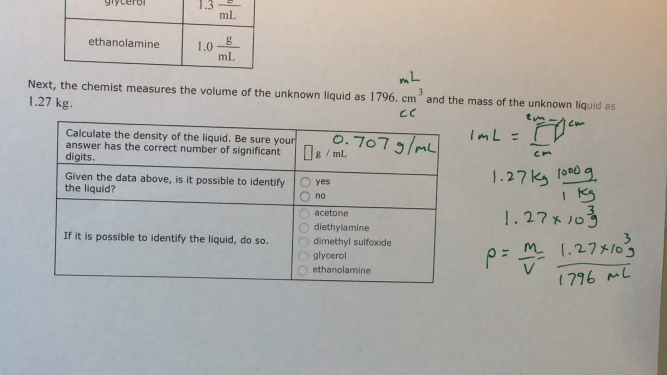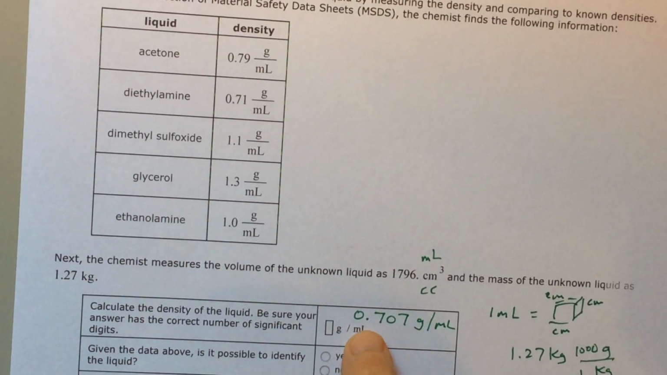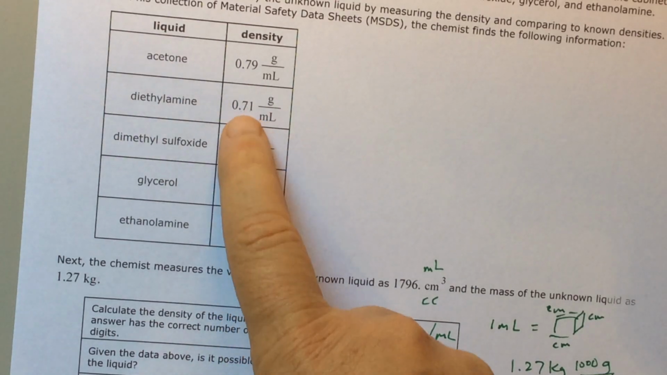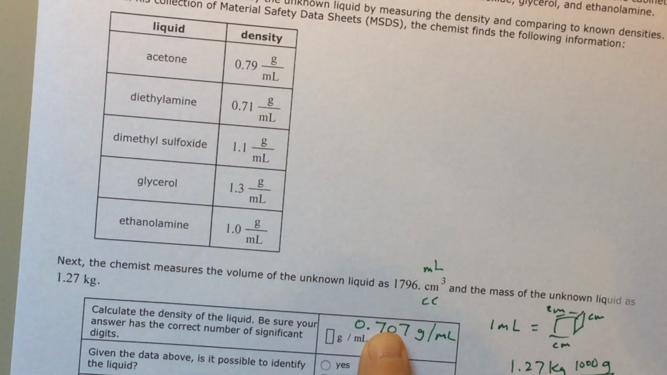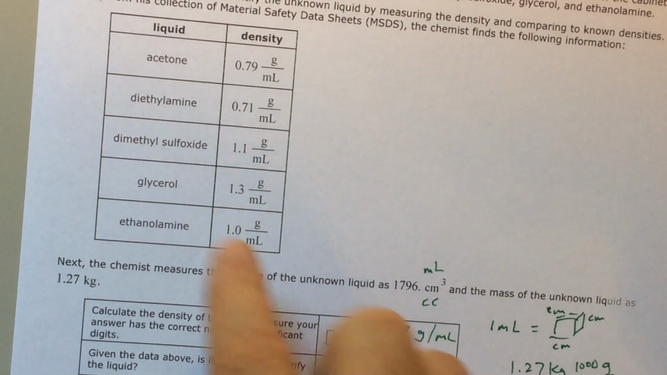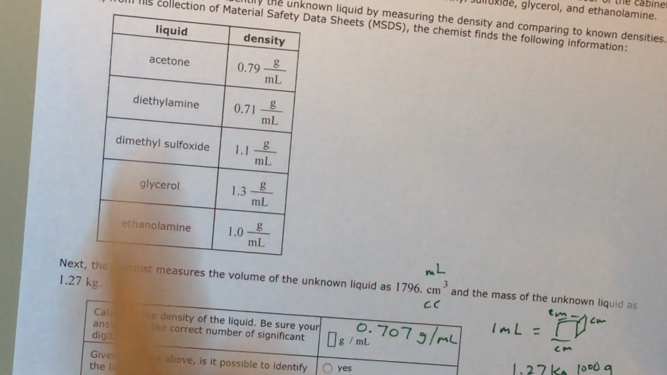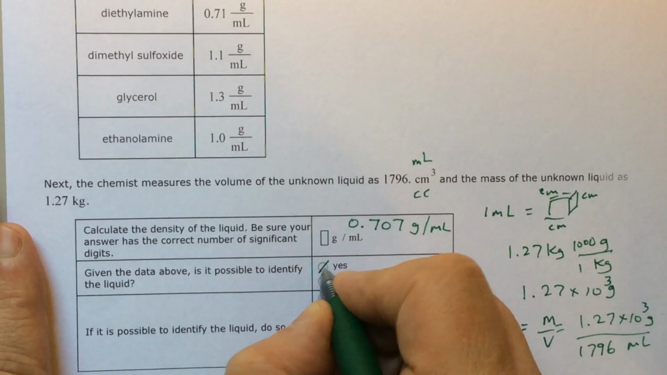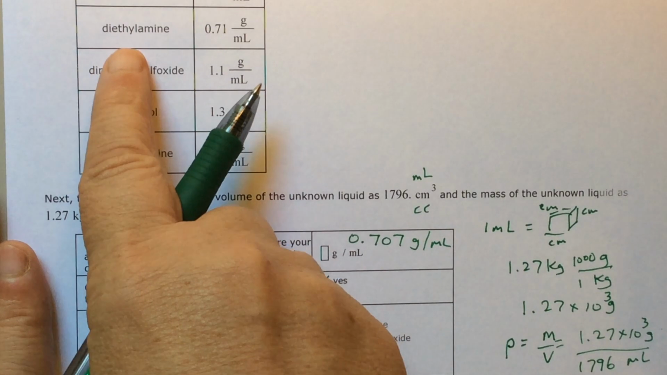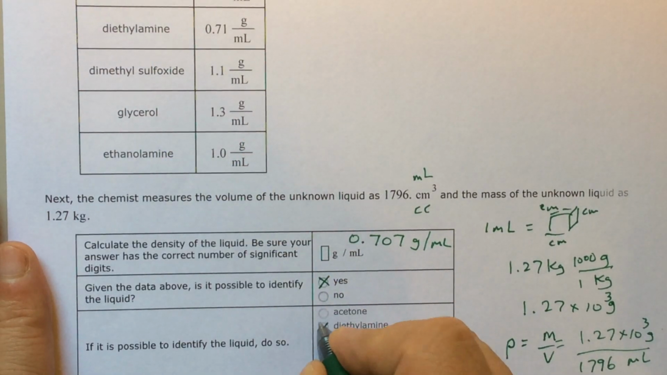Given the data above, is it possible to identify the liquid? All right, so I go back here. So this is less than 1. It's 0.7. Okay, and does this round? Because here, this looks like this is all in 2 significant digits. Can I put this in 2 significant digits? Yeah, I would go to the 2. That's the 0. Go 1 past. It's more than a 5. So it brings us up to a 1. So I've got 0.71 grams per milliliter. Yep, it's on the list. So I would say yes, I can identify it with that. And then which one is it? It's diethylamine. And that's when you're figuring it out.